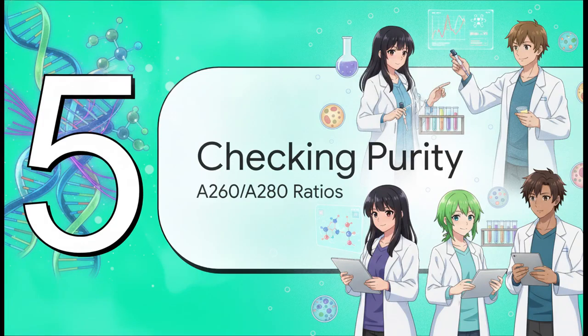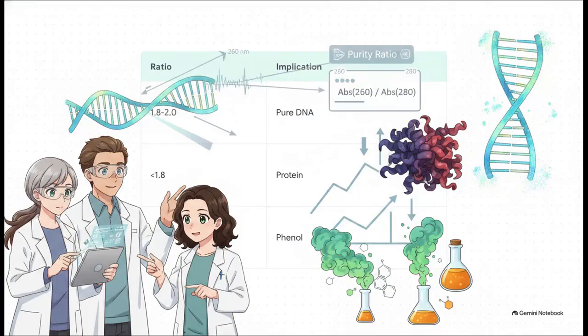Section 5. Checking purity with ratios. So how does Dr. Kim go about diagnosing this contamination? Through some very clever mathematics. By comparing the absorbance at 260 nanometers directly to the absorbance at 280 nanometers, we create what's called a purity ratio. A perfectly pure DNA sample is going to yield a ratio right between 1.8 and 2.0. Drop below 1.8, yeah, you've got protein dragging you down. Spike above 2.0, you've likely got chemical contamination, like phenol just left over from your extraction process.